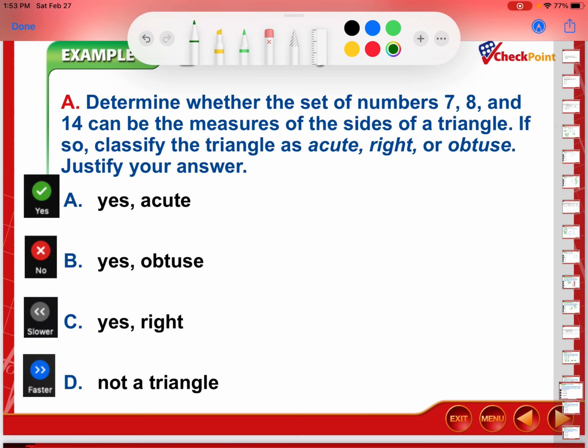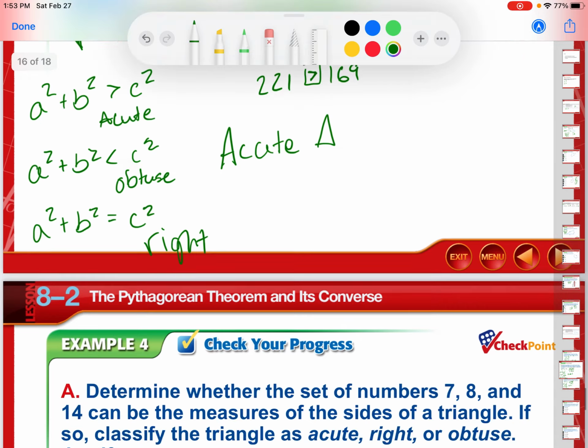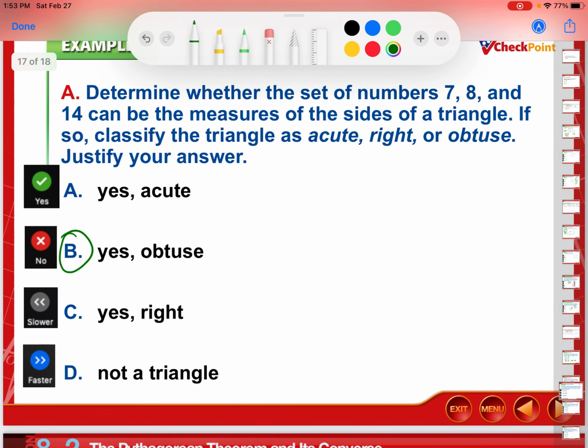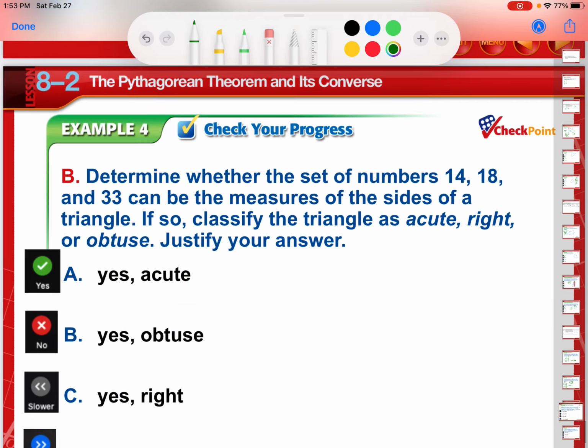These you would solve on your own, but we'll do them together here on the video. So 7 plus 8 would be 15. 15 is bigger than 14. All is happy in the world. 8 squared plus 7 squared equals 113. 113 is smaller than 14 squared, meaning that this is an obtuse.